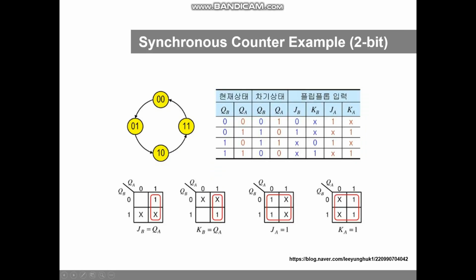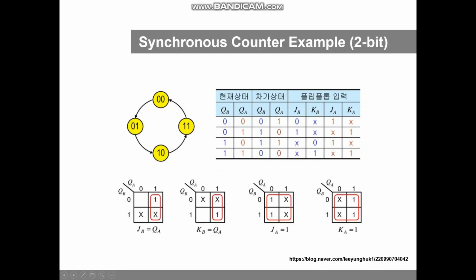And this is the 2-bit synchronous counter example. As you can see in this picture, there are 4 states and they rotate like this. And this is the excitation table, and by using a table like this you can get a formula like this: JB equals QA and KB equals QA and JA equals 1 and KA equals 1.